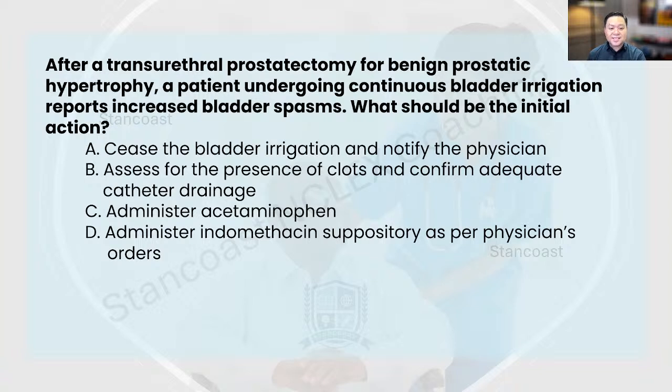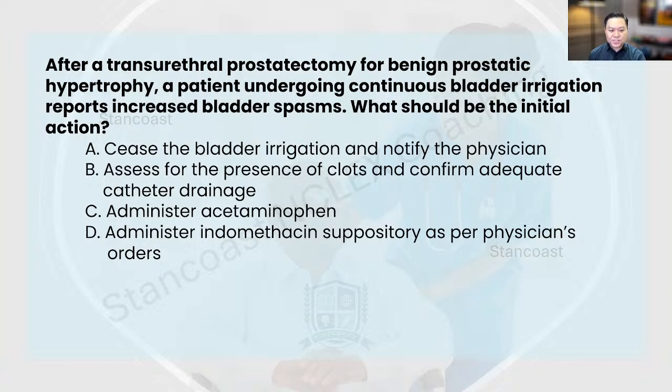Question number 1: after a transurethral prostatectomy for benign prostatic hypertrophy, a patient undergoing continuous bladder irrigation reports increased bladder spasms. What should be the initial action? Is it letter A, cease the bladder irrigation and notify the physician? Or B, assess for the presence of clots and confirm adequate catheter drainage? Or C, administer acetaminophen? Or D, provide indomethacin suppository as per physician's orders?